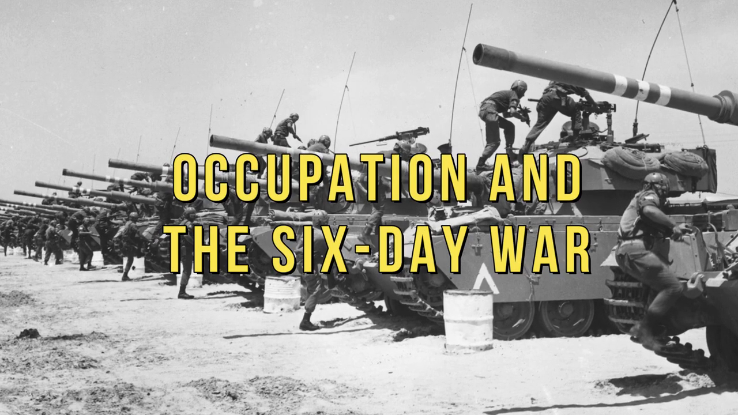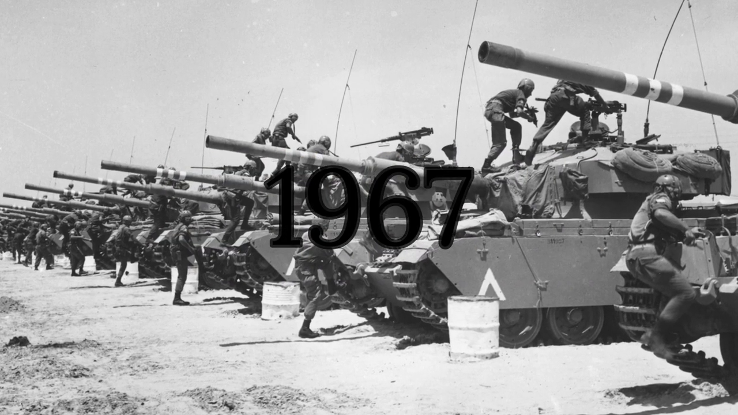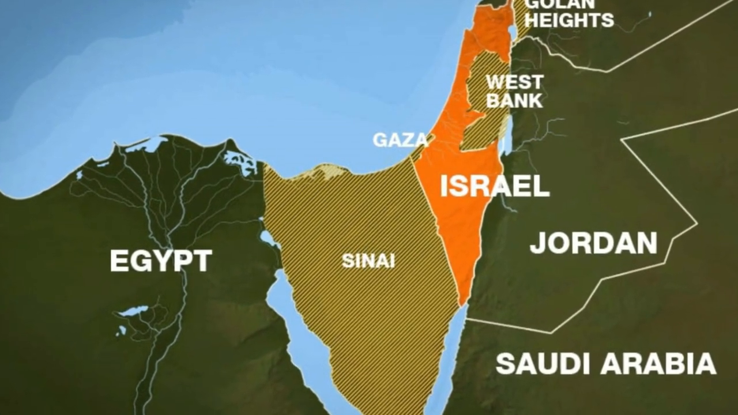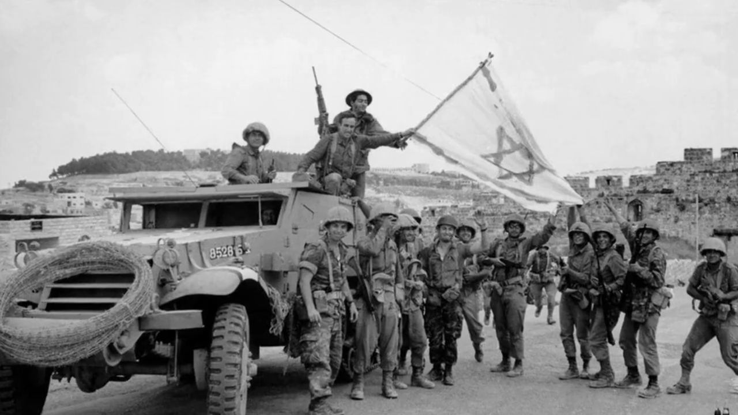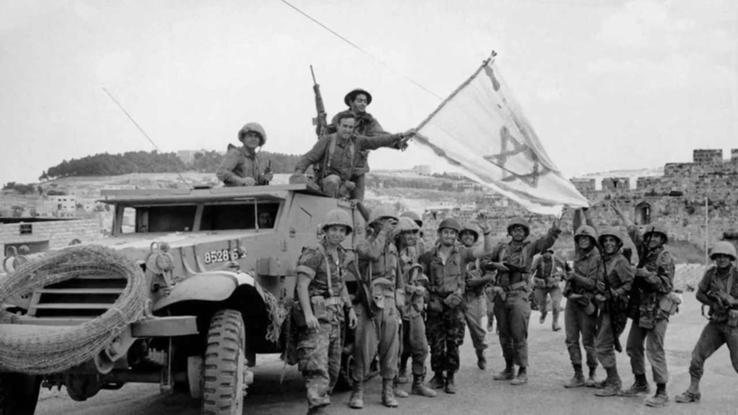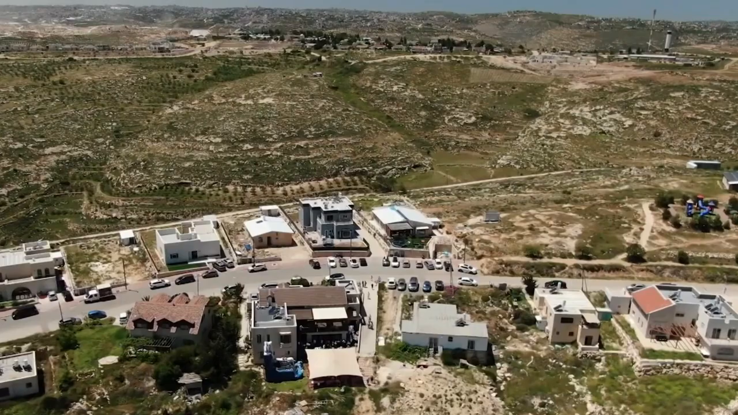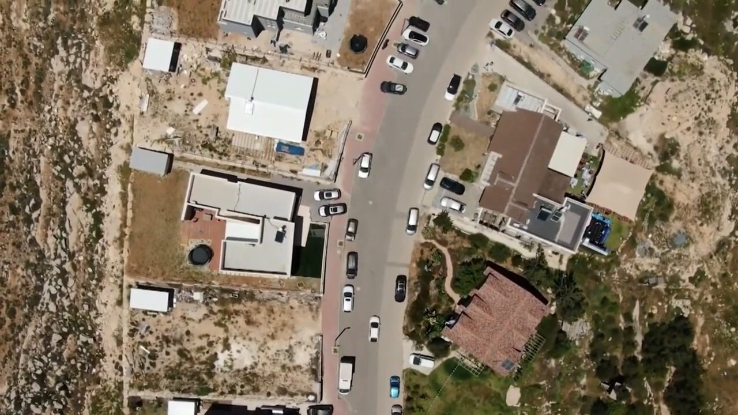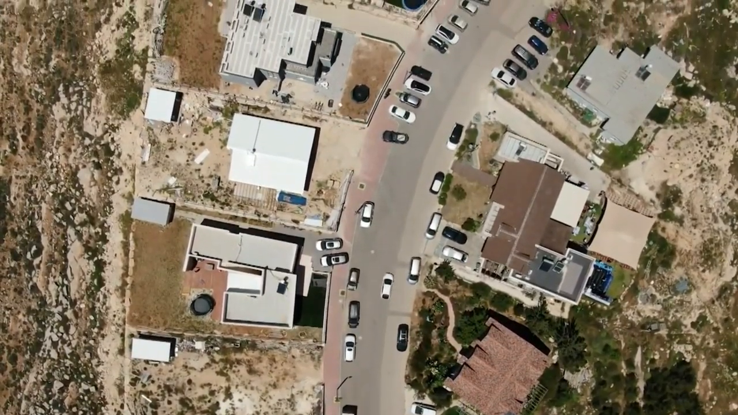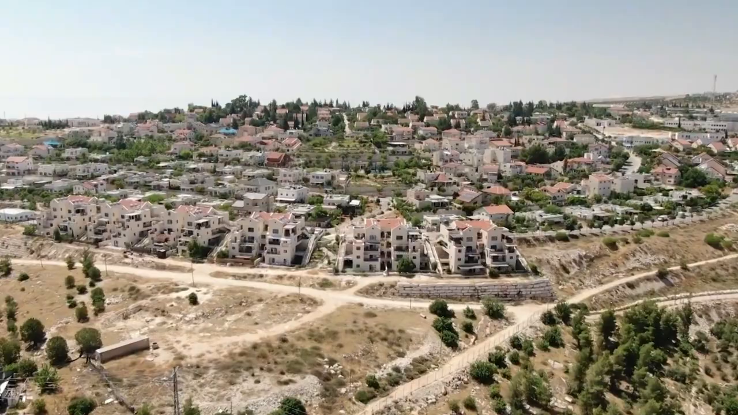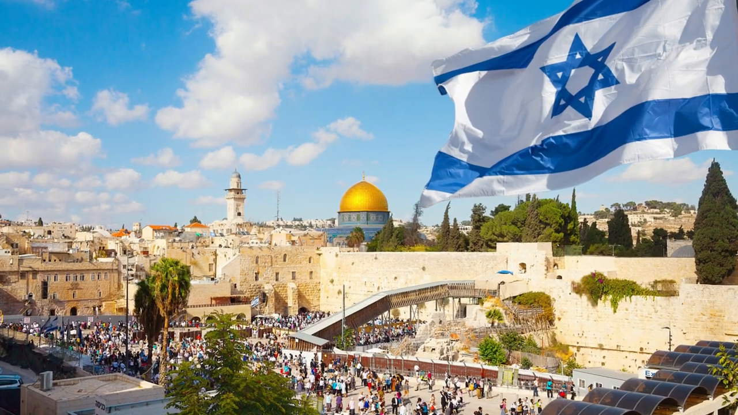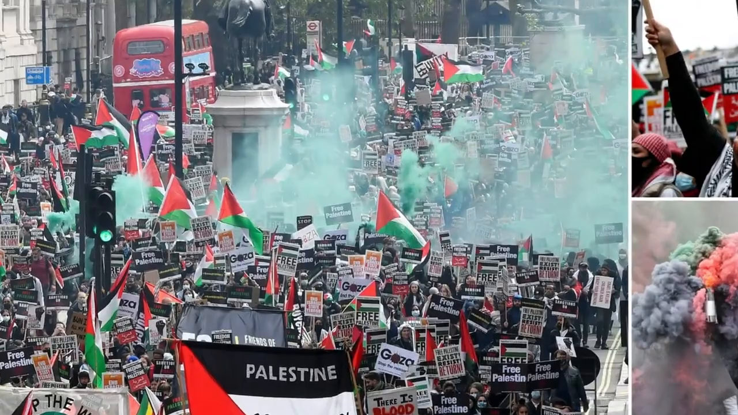Occupation and the Six-Day War. In 1967, in what's known as the Six-Day War, Israel took control of the West Bank, the Gaza Strip, and the Golan Heights, which was considered illegal by the United Nations as it involved occupying Palestinian territory, the occupied territories and Israeli settlements. Since then, Israel has occupied these territories, and this is where much of the conflict occurs. Israeli civilians have chosen to live in these areas for various reasons, including political and religious motivations. Palestinians living there often face displacement and engage in protests.